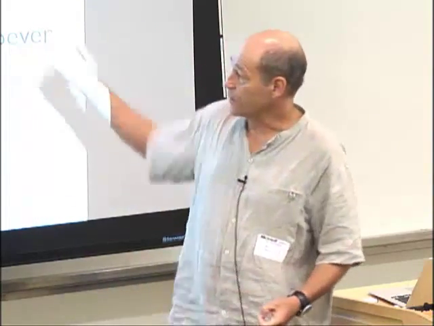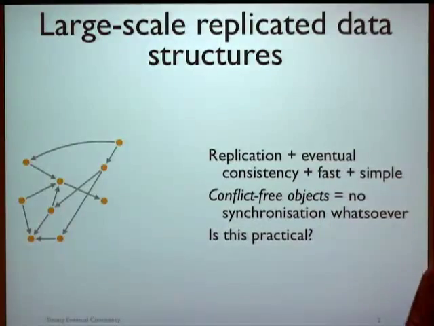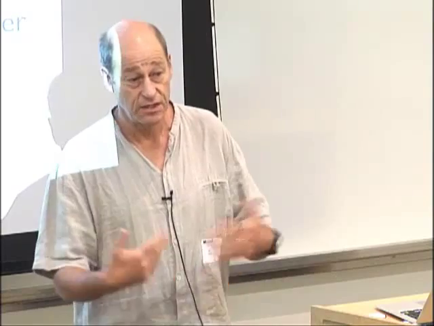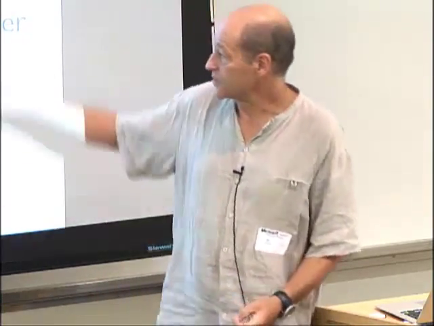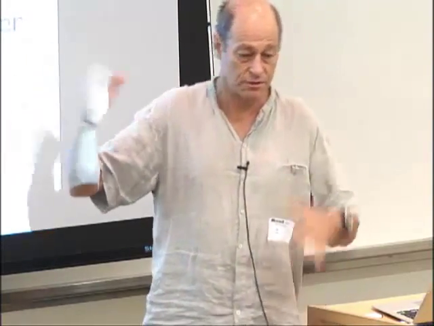Okay, so the conclusion I'll come to at the end is that we have a particular class of objects which are called conflict-free objects. So that's what CRDT stands for, conflict-free replicated data types, which are objects where you can do updates without any synchronization and still have guarantees of eventual consistency. And so I'll show you a little bit of the theory behind eventual consistency and CRDTs, and I'll also try to address the question whether you can actually use these things in practice.